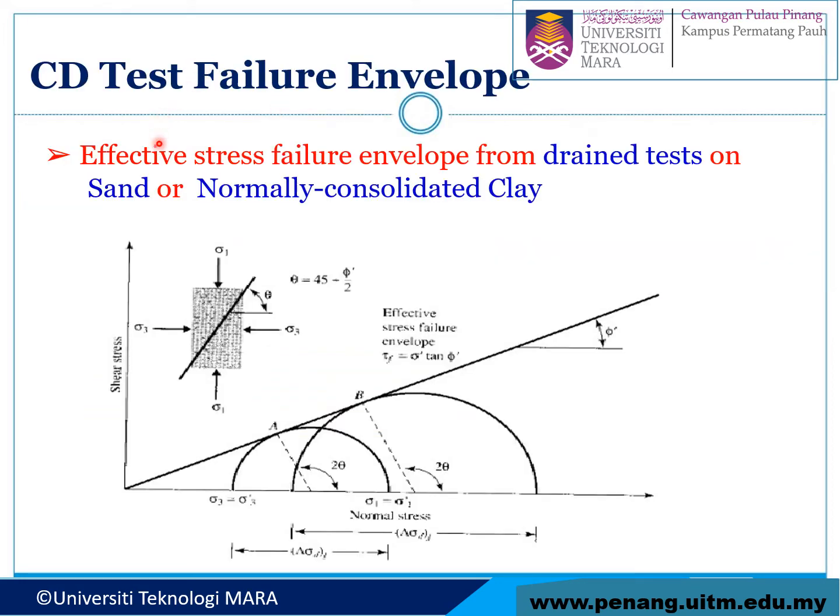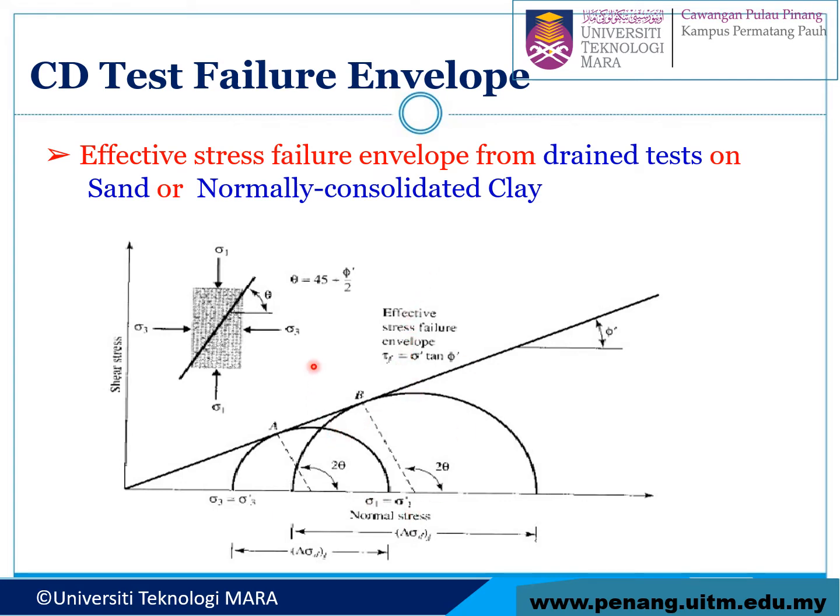Alright guys, this one is the effective stress failure envelope from a drained test on sand or normally consolidated clay. As usual, we will have the shear stress versus normal stress. You will get sigma d and sigma 1. For effective stress, we determine the effective stress, so sigma 1 is equal to sigma 1 prime and sigma 3 is equal to sigma 3 prime. So you will get the effective stress failure envelope.